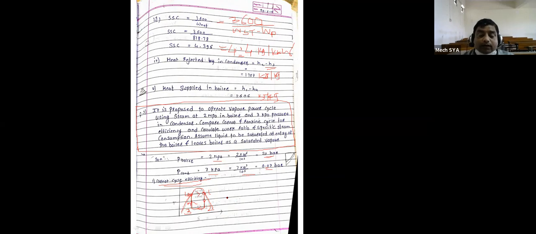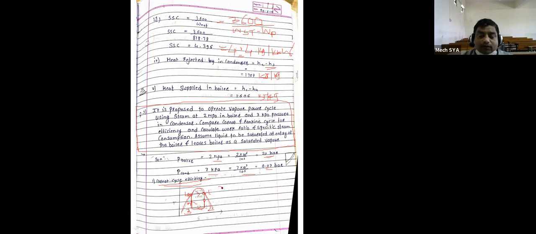Now, to calculate the Carnot cycle efficiency, what is it a function of? How can we calculate the Carnot cycle efficiency without calculating H1, H2, H3, H4? Anybody of you? The chat box is open to everybody. How do we calculate Carnot cycle efficiency? I got answers: it is a function of temperature. Very good, we have to calculate the temperatures.